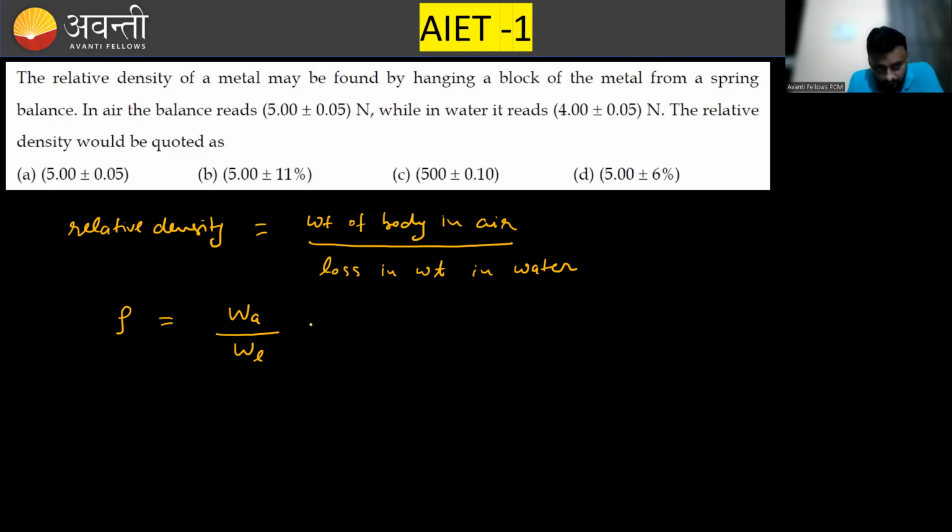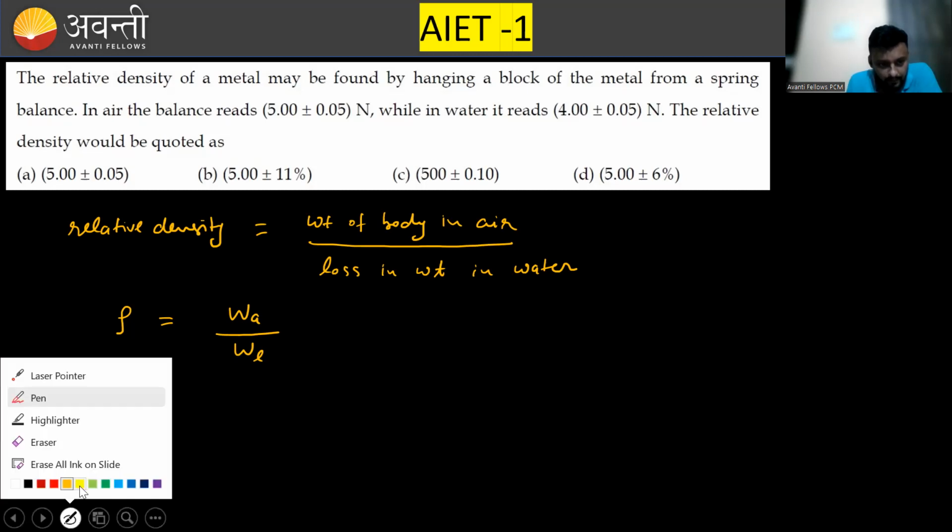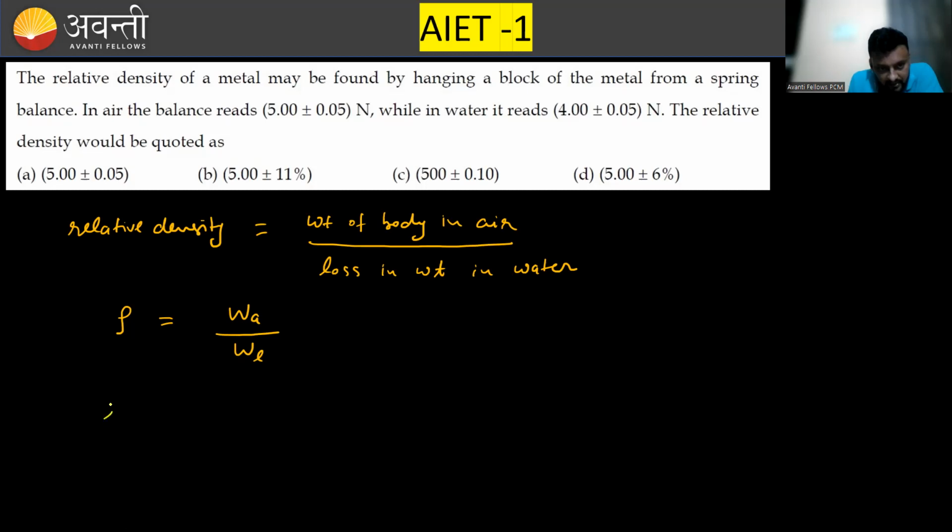Now if you put the values, so density will be what? Weight in air is what? 5, divided by weight loss is what? In water, it is reading 4 Newton. That means the weight loss is 1 Newton. So this is 5. So relative density is 5.